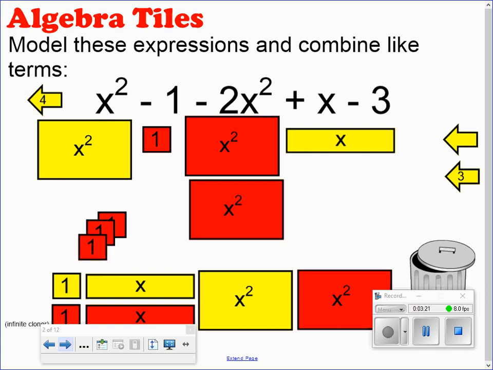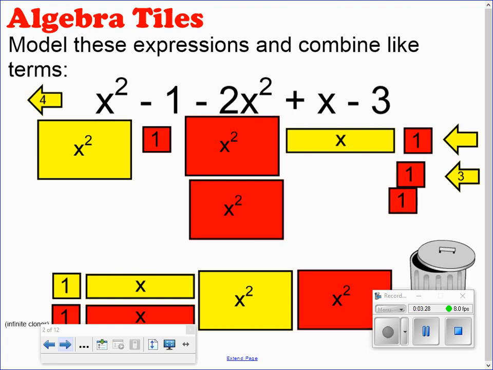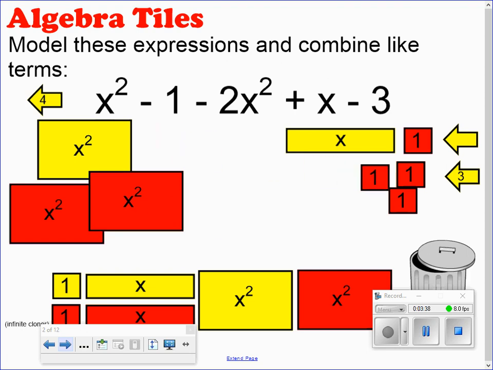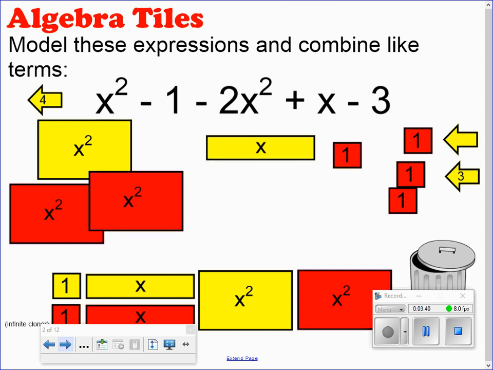I get my 3 constants. See if I could drag them at the same time. Lost a couple on the way. It's all right. All right, so here is my expression. So we are going to now combine our like terms. So all my x squareds go together. All my constants go together. And I only have 1x, so there are no other like terms for that one.